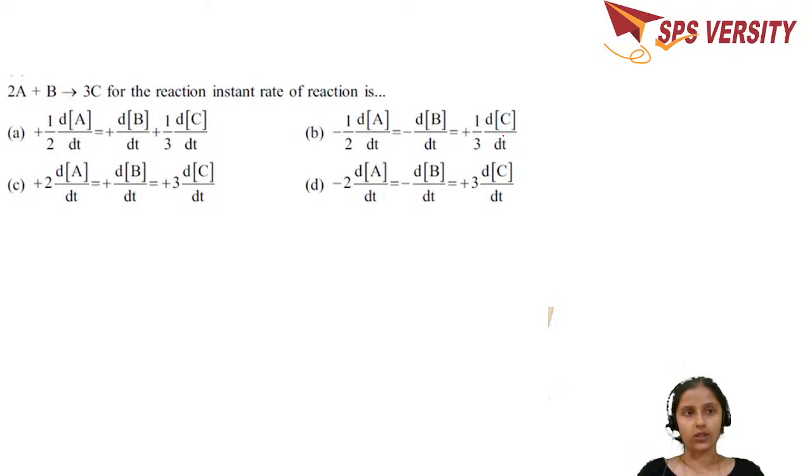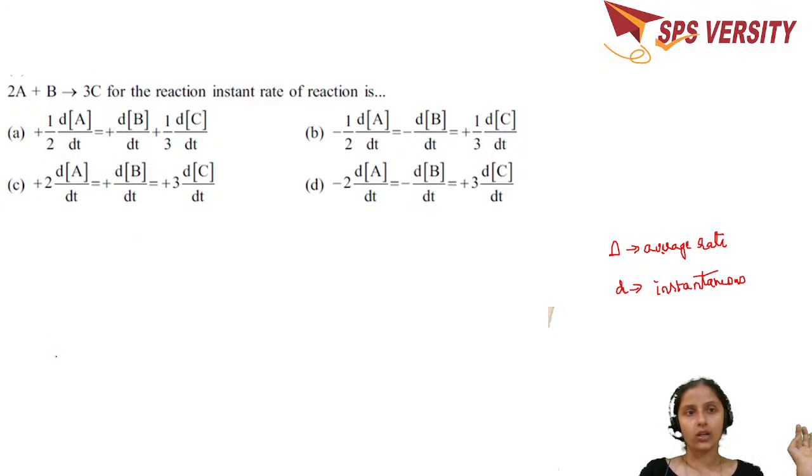So we have the next question. 2A plus B gives rise to 3C. For the reaction, the instantaneous rate of the reaction is... You know that we have two different rates. One is the average rate, the other one is the instantaneous rate. Whenever you say the average rate, it will be the delta symbol you are going to give. This is over a period of time. And if you are going to mention this d, this indicates it's the instantaneous rate.